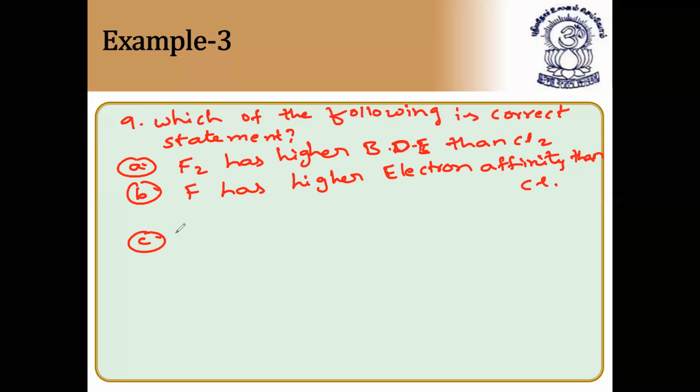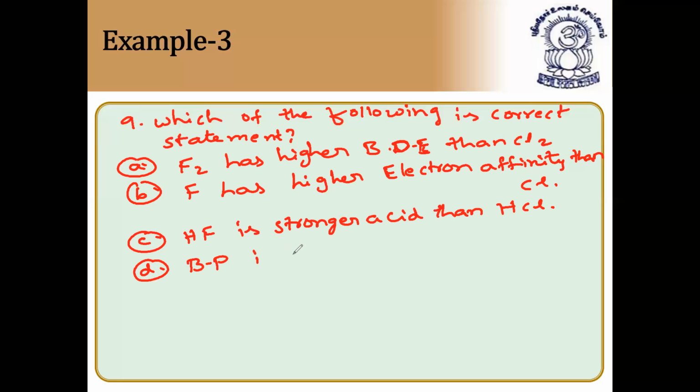Third option: HF is stronger acid than HCl. So all are based on general properties only. They can ask statement based questions like this, so all the general properties are very important. And fourth one: boiling point increases down the group in halogens.